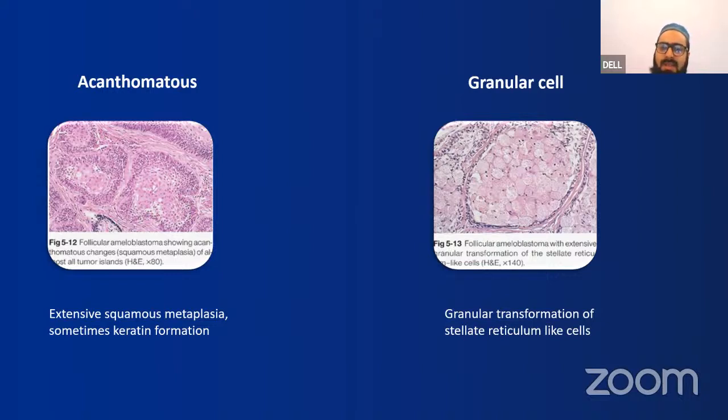And the next variant is the granular cell type, in which the stellate reticulum is completely replaced by granular cells with acidophilic cytoplasm, which are cuboidal, columnar, or rounded in shape. And it is believed that these represent cells formed as a result of phagocytosis of the neighboring stellate reticulum-like cells.